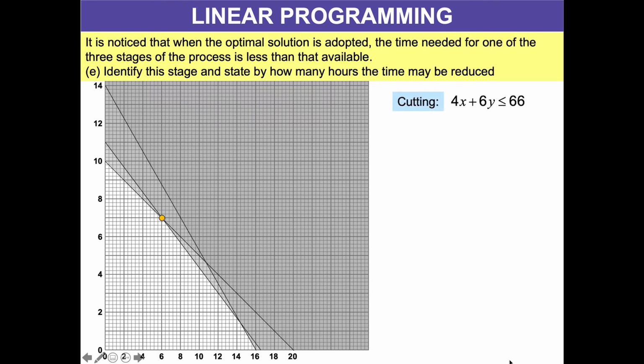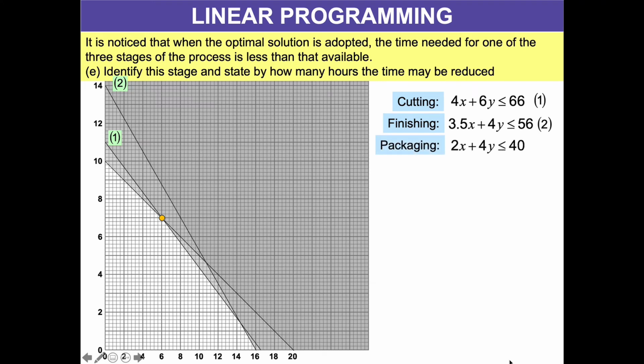So when you look at the cutting and the line that represents this region, that's number 1, then we have finishing, that's the line number 2, and then we have packaging, that's line number 3. The yellow point that represents the optimal solution that we adopted is the intersections of the point of the line 1 and the line 3. And now when you look at the line 2, it is out, it is beyond this point.